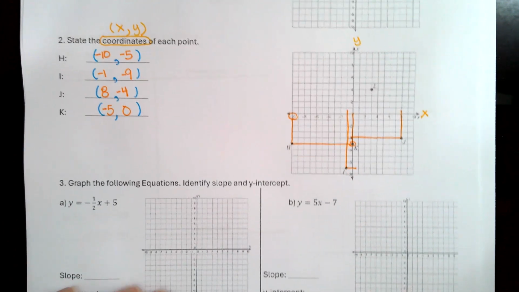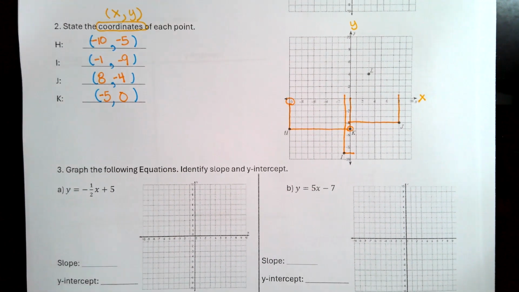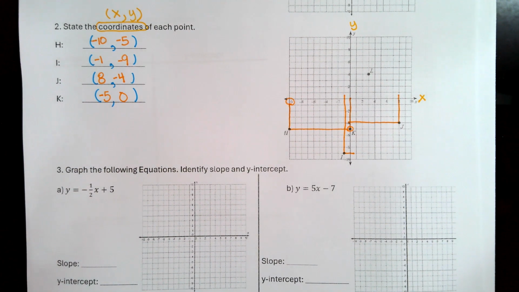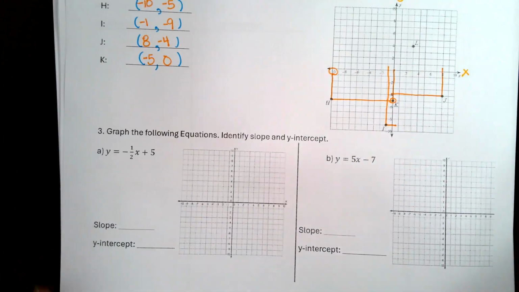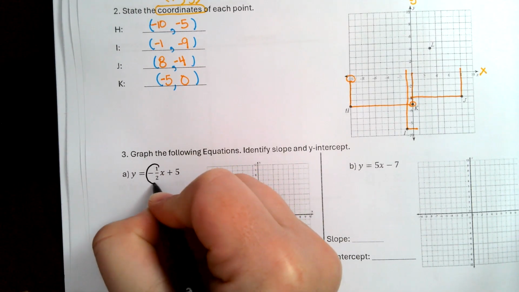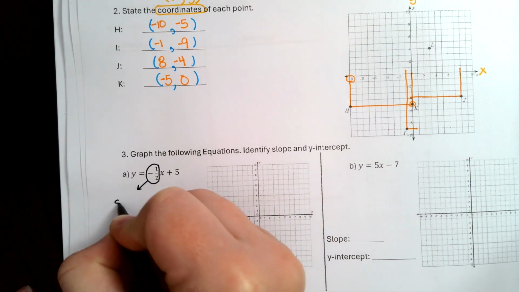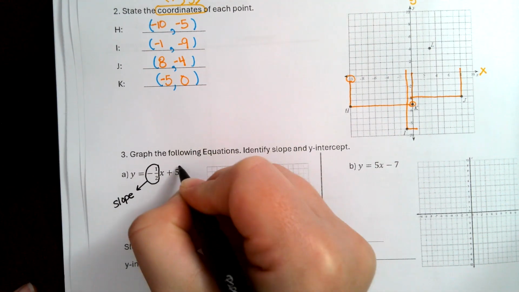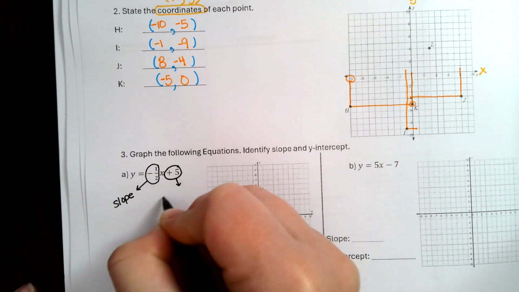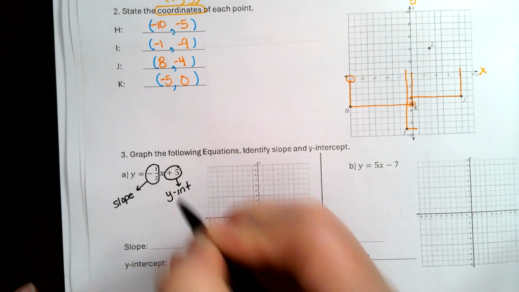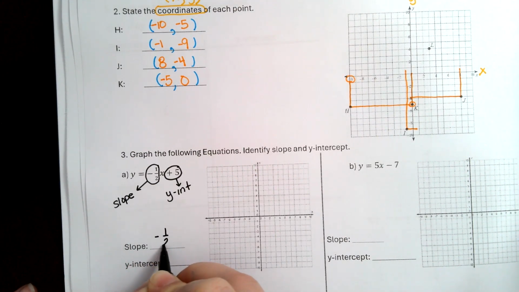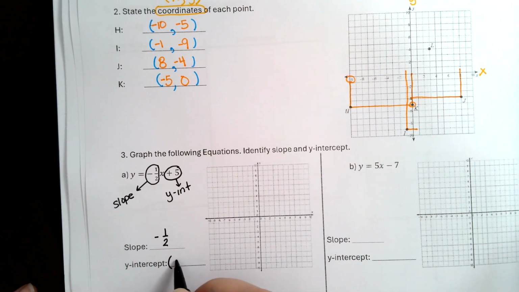Right, moving on. Number 3, graph the following equations, identify slope and the y-intercept. Okay, so when we are looking at a slope-intercept equation, we are going to have a number in front of x. That is going to be our slope. And we're going to have a number behind x, which is going to be our y-intercept. So for slope, we have negative 1/2. Y-intercept, we got 0, comma, negative 5.